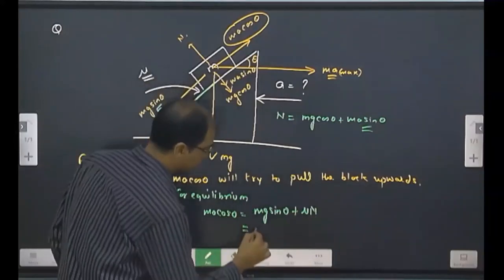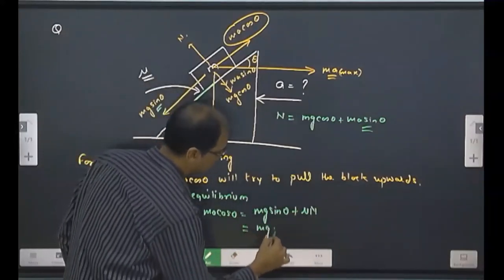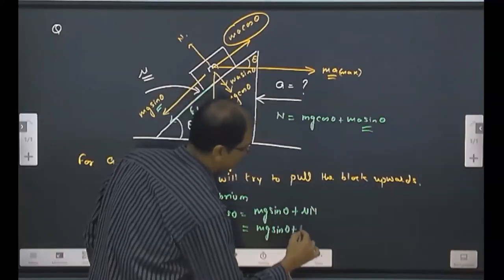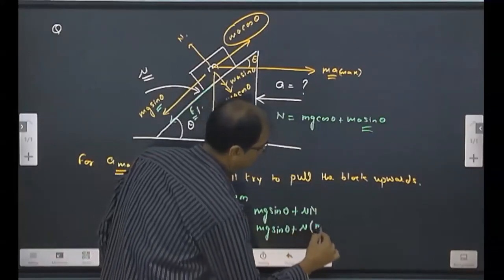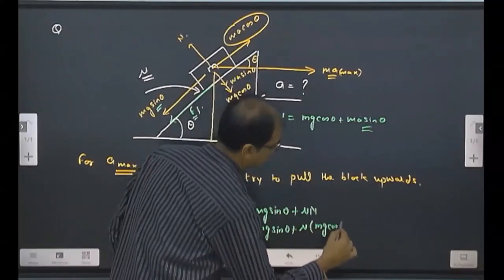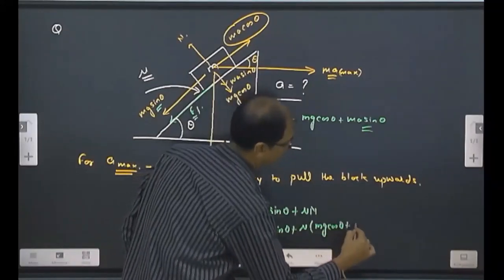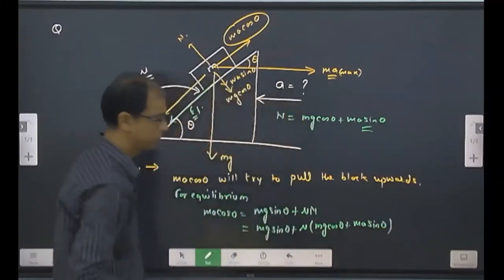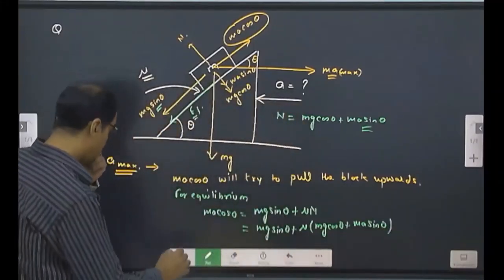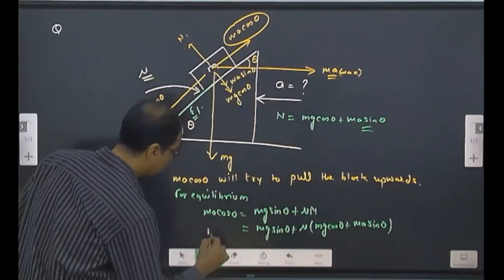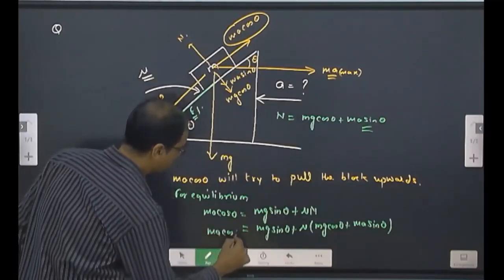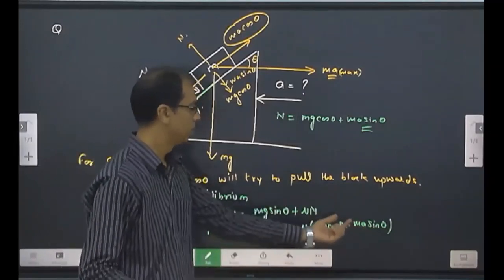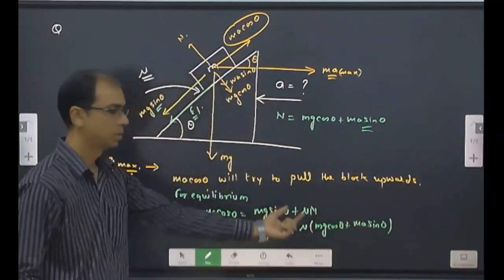Put it: mg sin theta plus mu times (mg cos theta plus ma sin theta). Okay, that's equal to what? Ma cos theta. So here is ma cos theta. Okay, what will we do now? The ma terms we will take to one side. This is ma here, here also ma. Take it on this side.